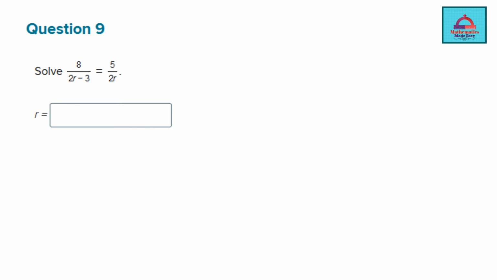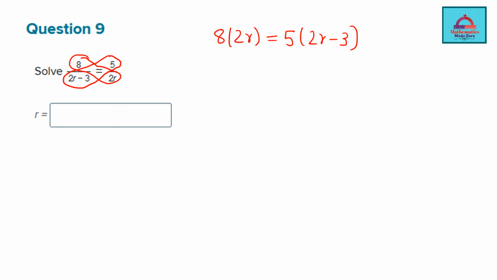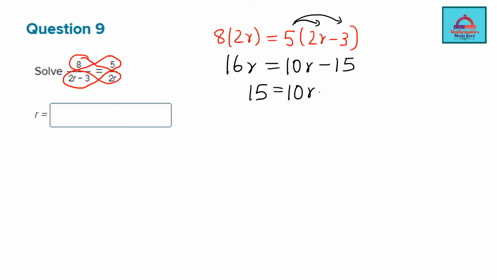Another question on cross multiplication, we are going to multiply both the sides. So 8 multiplied with 2r is equal to 5 multiplied with 2r minus 3. Multiply, so this is 16r equal to 5 2s are 10r minus 15, because 5 multiplied with 3 is 15. Now you move 15 to the other side and 16r here. So 10r minus 16r. So this is minus 6r equal to 15.